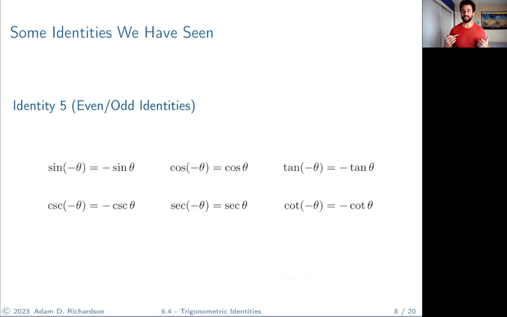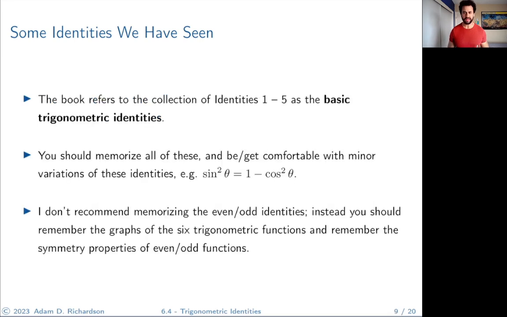All right, there's also the even and odd identities, which we talked about in a previous section. It's really just the even and odd properties of sine, cosine, tangent, and their reciprocals. I actually don't recommend memorizing the even and odd identities. Instead, you should just try to remember the basic graphs of those 6 trigonometric functions and remember the symmetry properties of even and odd functions.